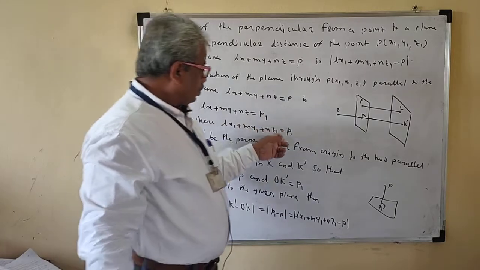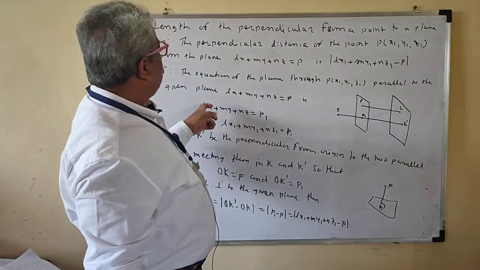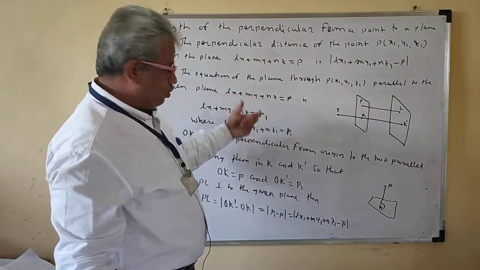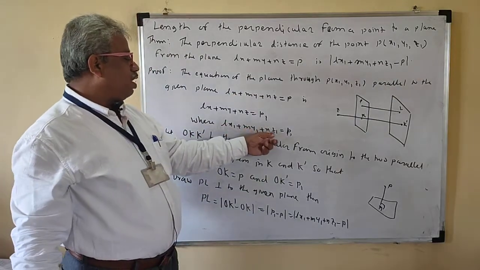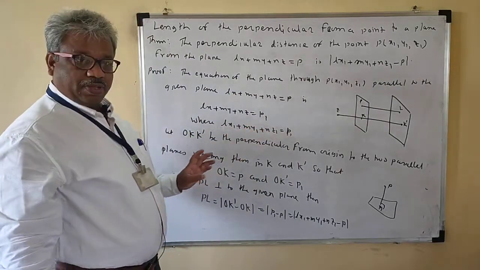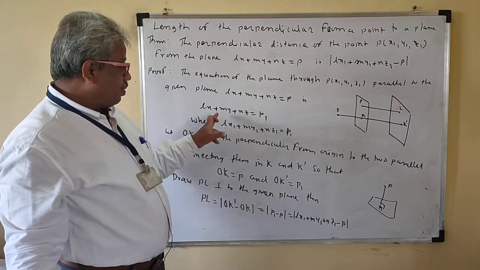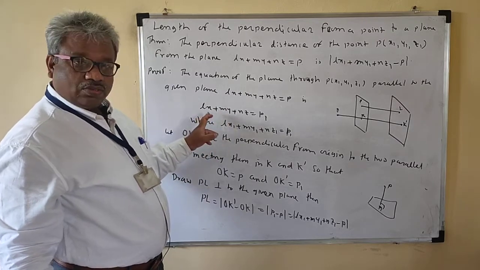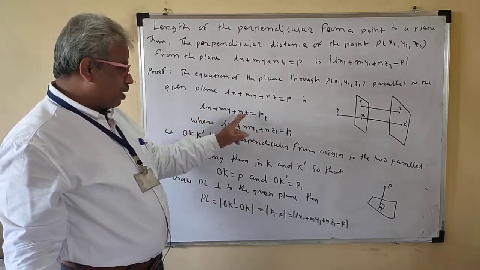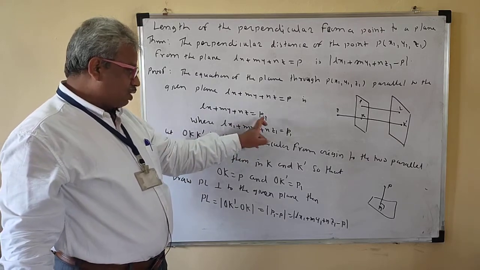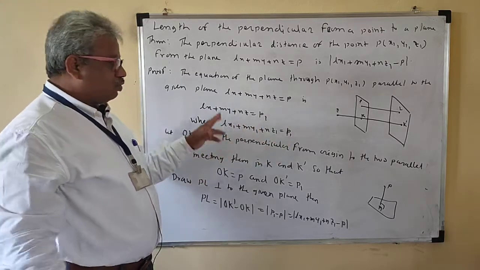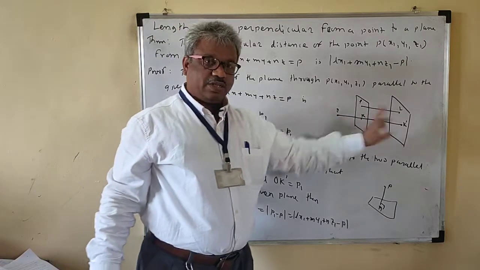Now it is parallel to this one. That means lx1 plus my1 plus nz1 should be p1, because this plane is passing through (x1, y1, z1). So P(x1, y1, z1) satisfies this equation. So whatever this p1 is, it is this. These two planes are parallel.